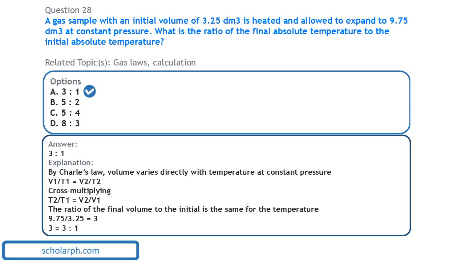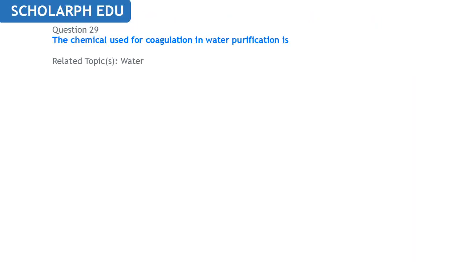So we are going to have final to initial, not final to new. The final to initial is going to be the ratio of the final volume to the initial volume. So that will be 9.75 to 3.25. That is 9.75 divided by 3.25, and that is equal to 3. So the ratio of the final temperature to the initial temperature is 3, that is 3 to 1.